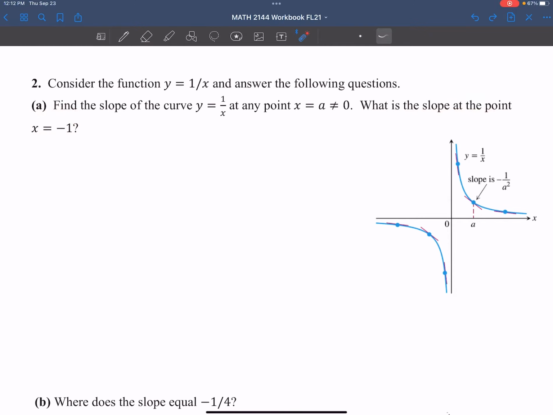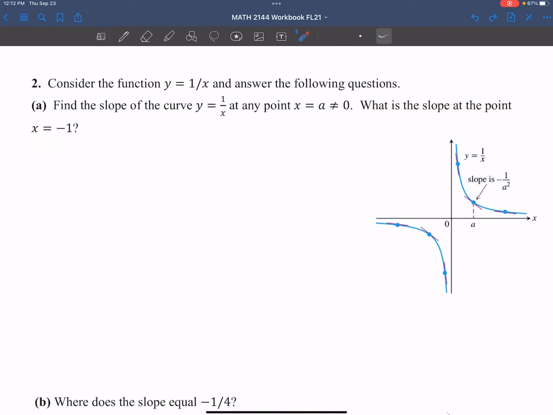So before we even get into any of the computation, let's just consider this second question, the slope at the point x equal to -1. If you think it's positive, give me a thumbs up. If you think the slope will be negative there, give me a thumbs down. What do you think? Or if you think it's 0, put your hand in the middle. I see a lot of thumbs down, and that is correct.